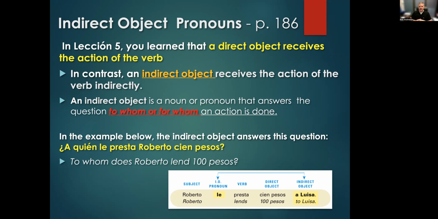So in the example on the bottom, we have Roberto le presta 100 pesos a Luisa. 100 pesos, that's the direct object. That's what's being lent. And a Luisa is the indirect object. She's the one receiving the action of the lending. So that's what answers the question: ¿A quién le prestó Roberto 100 pesos? The answer is a Luisa. So Luisa becomes the indirect object.